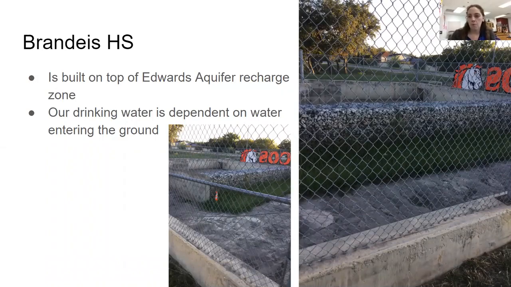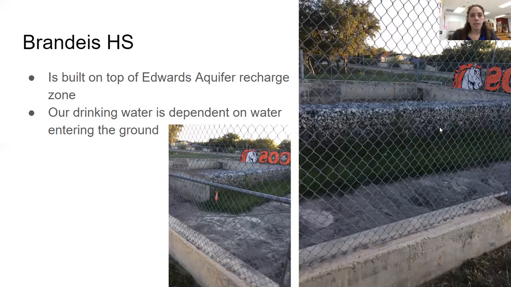Tomorrow we'll talk more about aquifers, and we'll learn that our school is built on top of a zone called the recharge zone. And the recharge zone is very important when it comes to increasing the amount of water in our aquifer. And that's something we're very concerned about since the Edwards Aquifer is our primary drinking source.